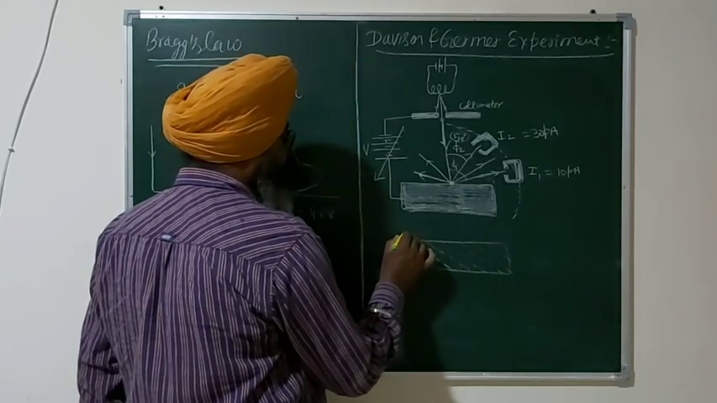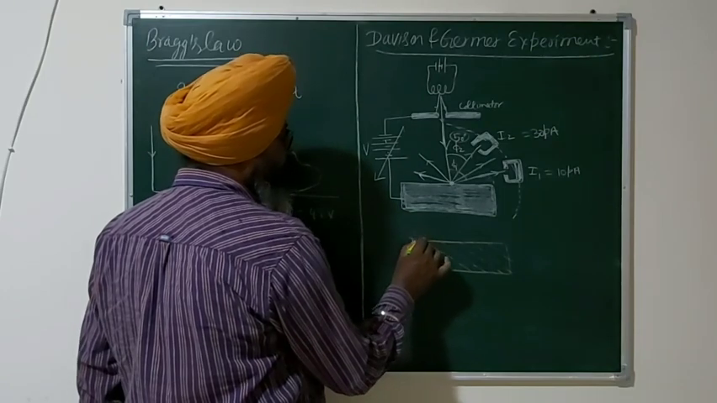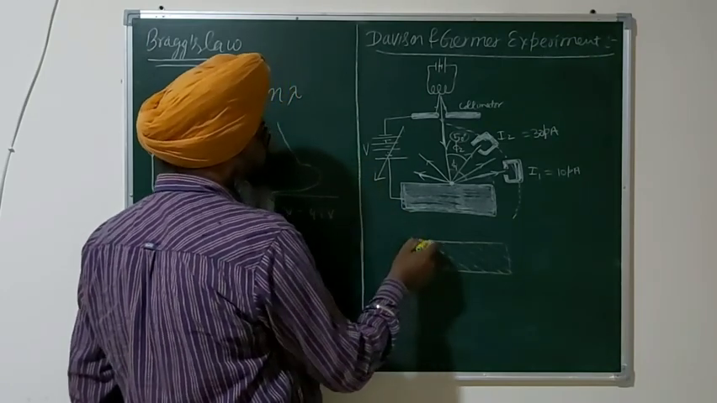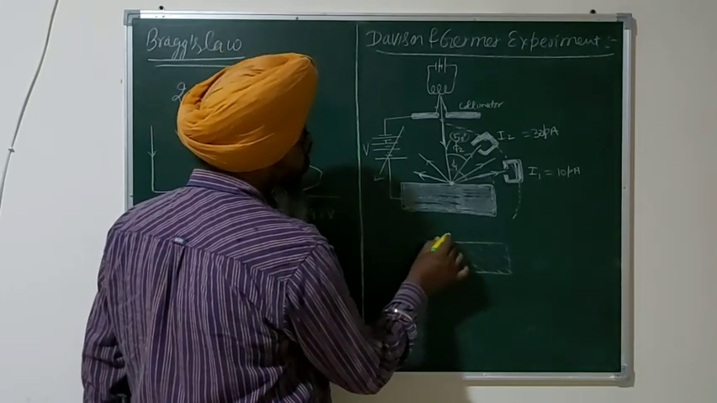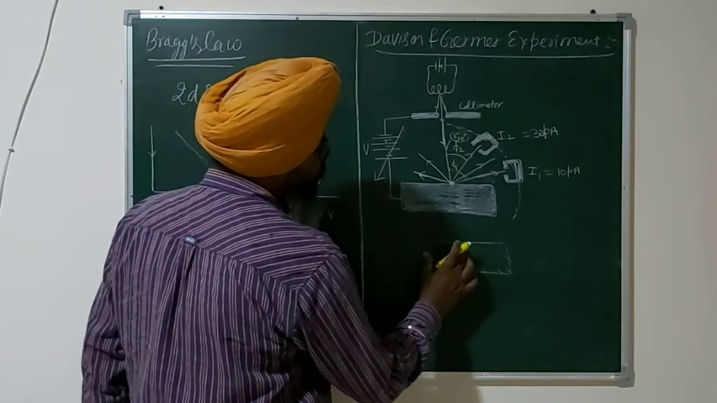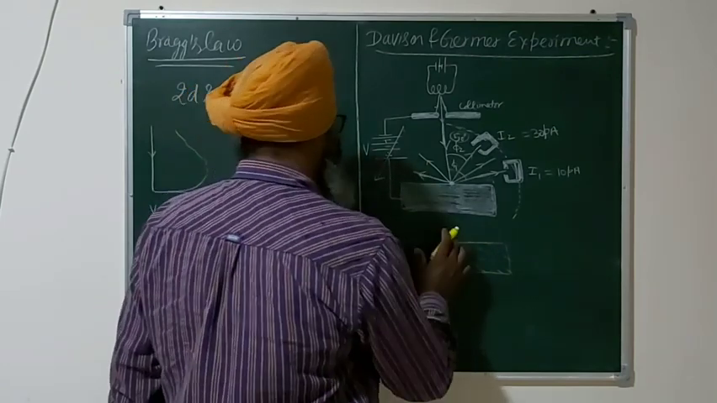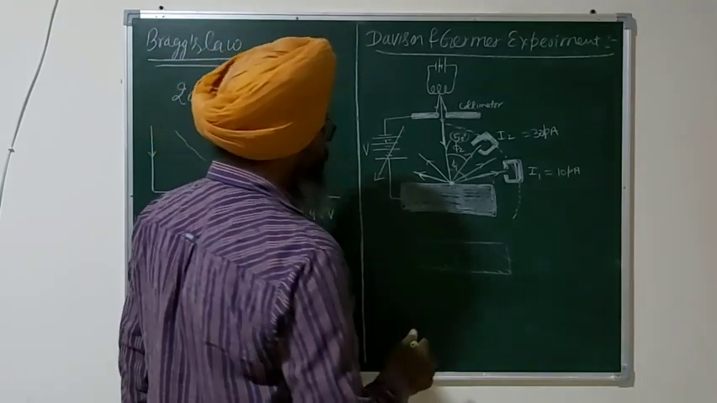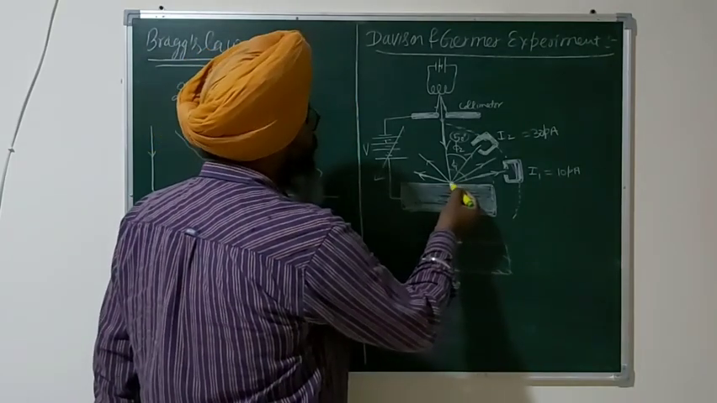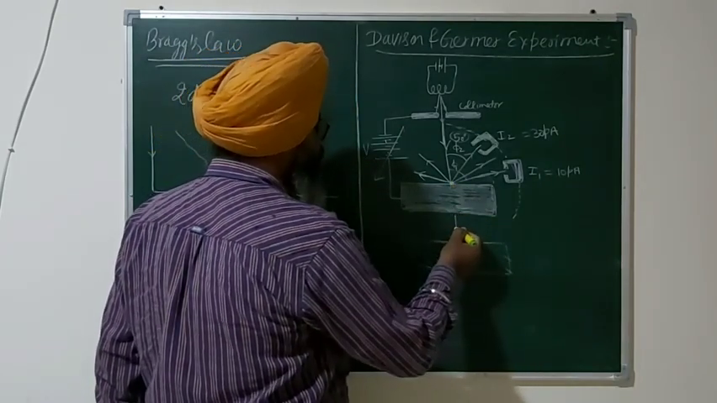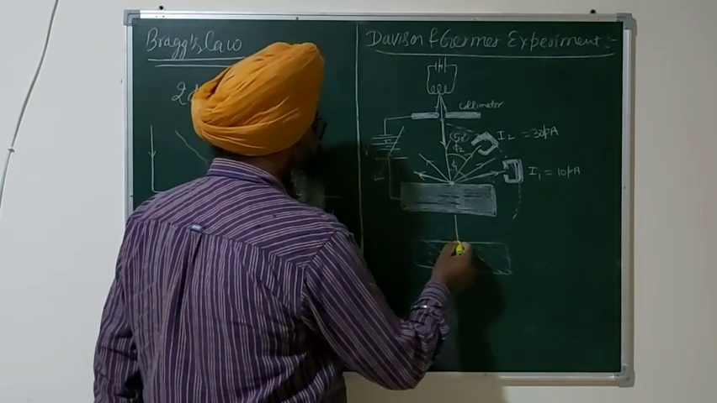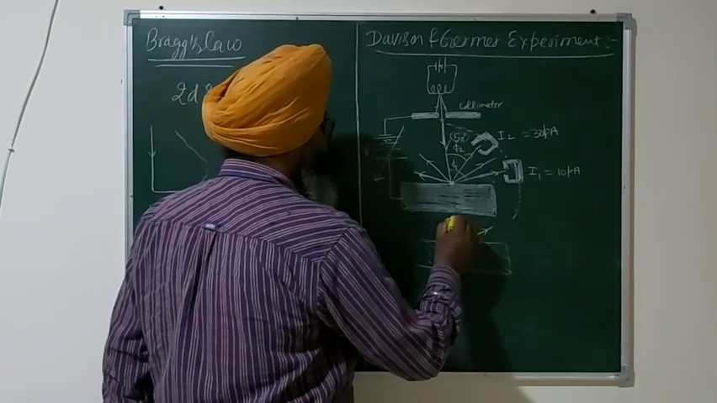And this is not a lattice plane, it is just for the sake of simplicity. The lattice planes are inside. I have just extrapolated. Now suppose this incident beam comes and strikes here, and it is going in this direction.